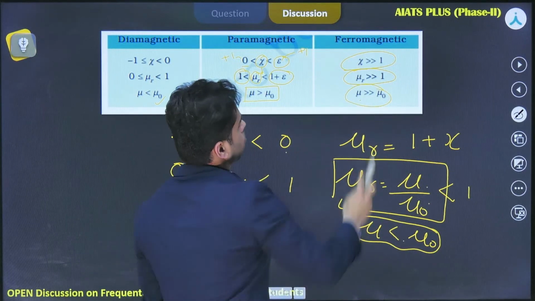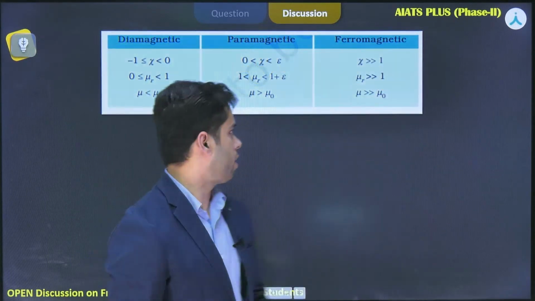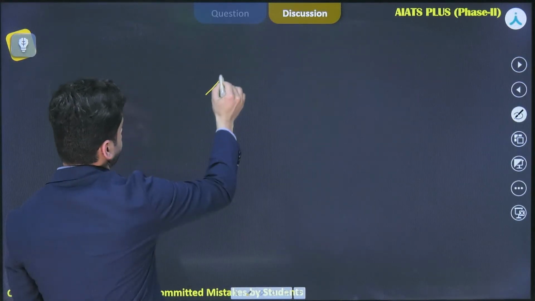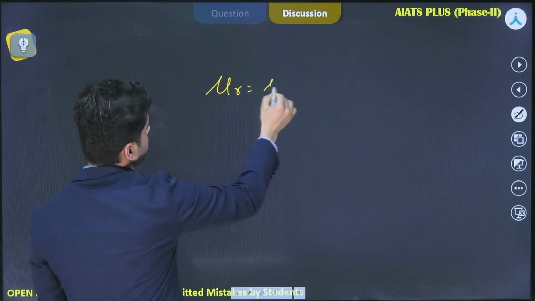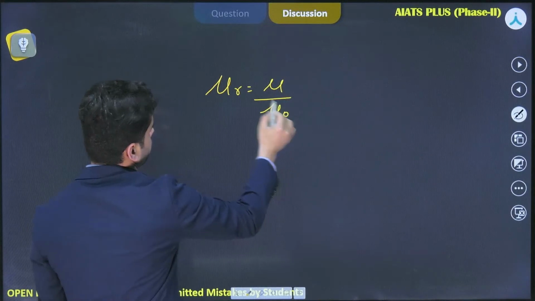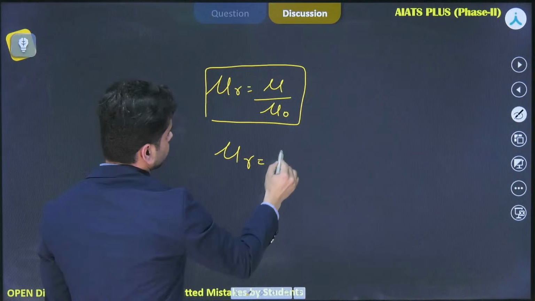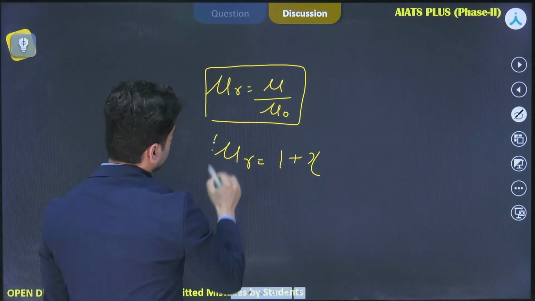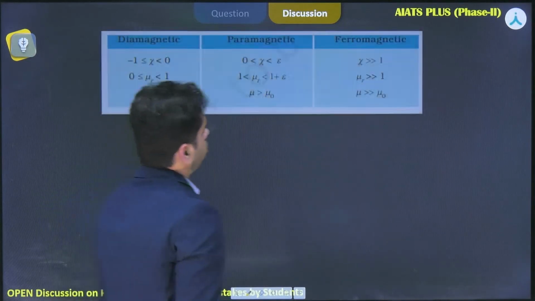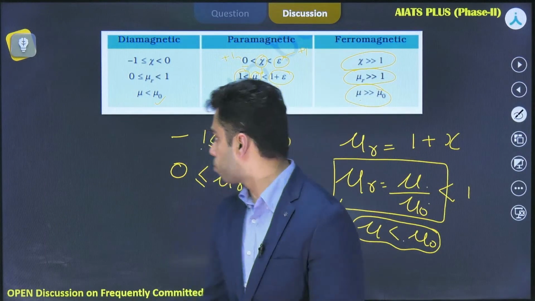So I hope you are clear with all the terms, right? Over here, if I write mu r, it is also defined as mu by mu naught. So this relation and this relation, mu r is equal to 1 plus zeta. These are the relations that we used to get to the answer. Now let's move to the options.